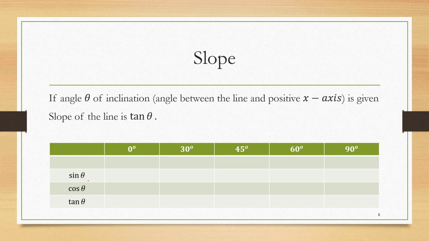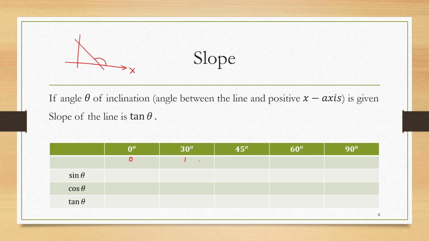Next is the case when the angle of inclination is given. Angle of inclination means, let's say this is the line, the angle which it makes with the positive direction of the x-axis. We all know that this is the positive direction of the x-axis because in this direction the values increase, and when we go in this direction the values decrease, so it is called the negative direction. So first of all, let's give a quick review on how to find tan theta for these angles: 0 degree, 30 degree, 45 degree, 60 degree, 90 degree.